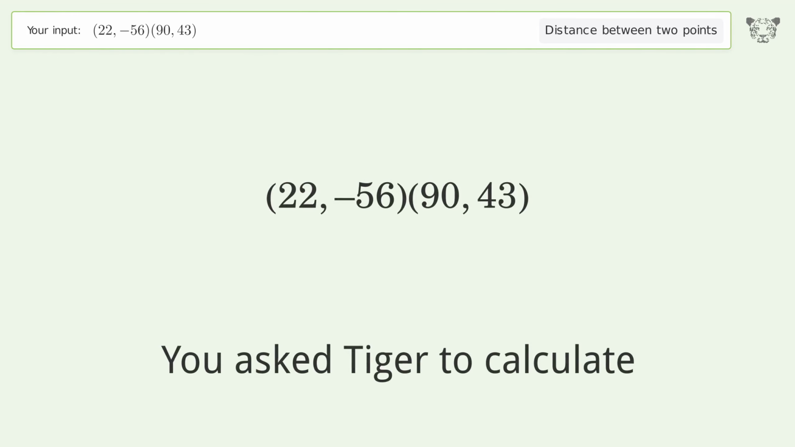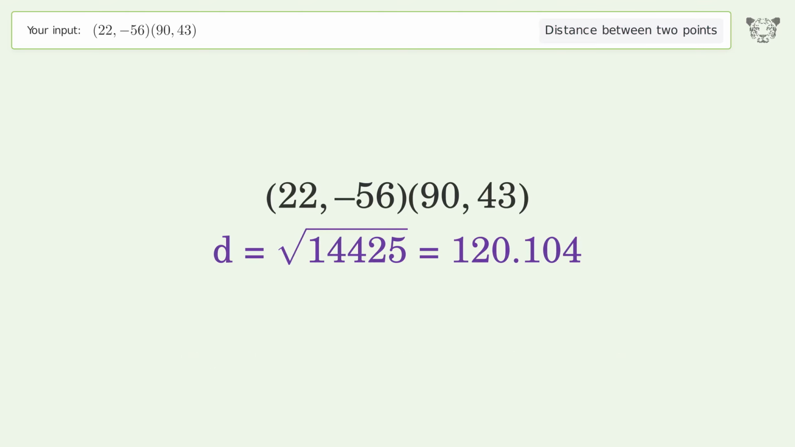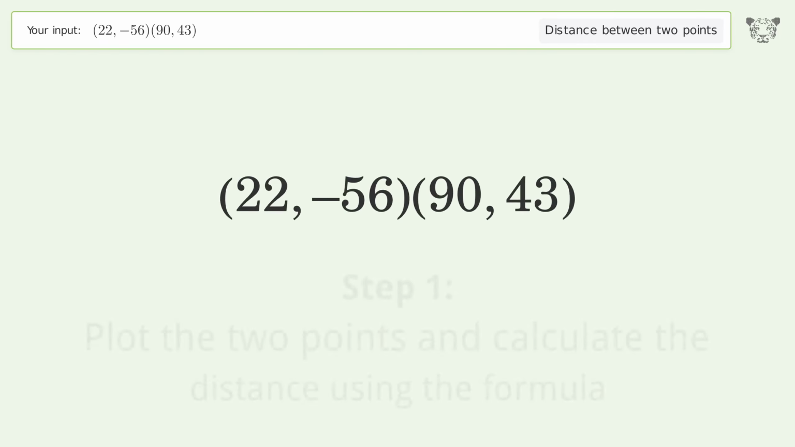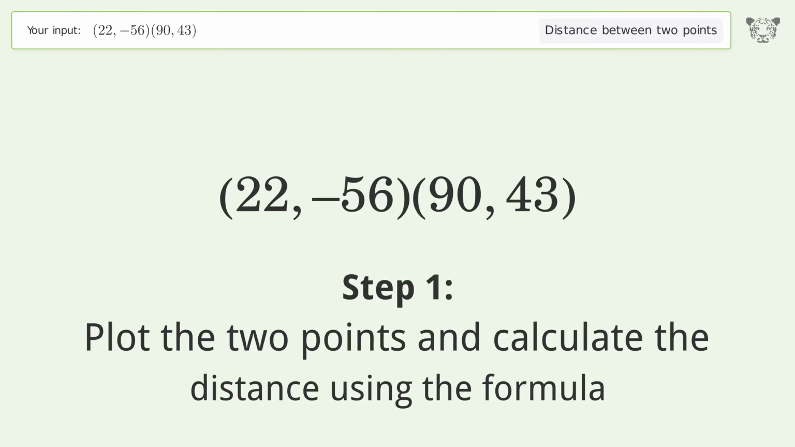You ask Tiger to calculate. This deals with the distance between 2 points. The distance between the 2 points is the square root of 14,425 or 120.104. Let's solve it step by step. Plot the 2 points and calculate the distance using the formula.